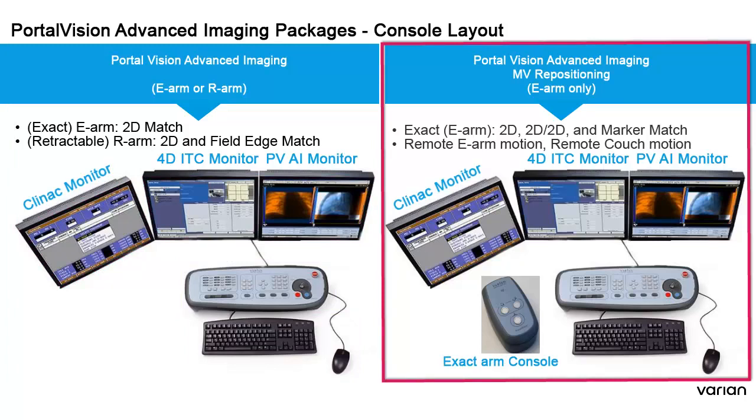The optional MV repositioning solution has 2D match and marker match workspaces. It features remote arm and couch movement and supports E-arm only environments. The console area of the MV repositioning environment includes the Clinac monitor, the 40ITC monitor, Portal Vision monitor, the Clinac dedicated keyboard and alphanumeric keyboard and mouse. It also has an exact arm console, which allows for remote MV arm motion from the treatment console area.